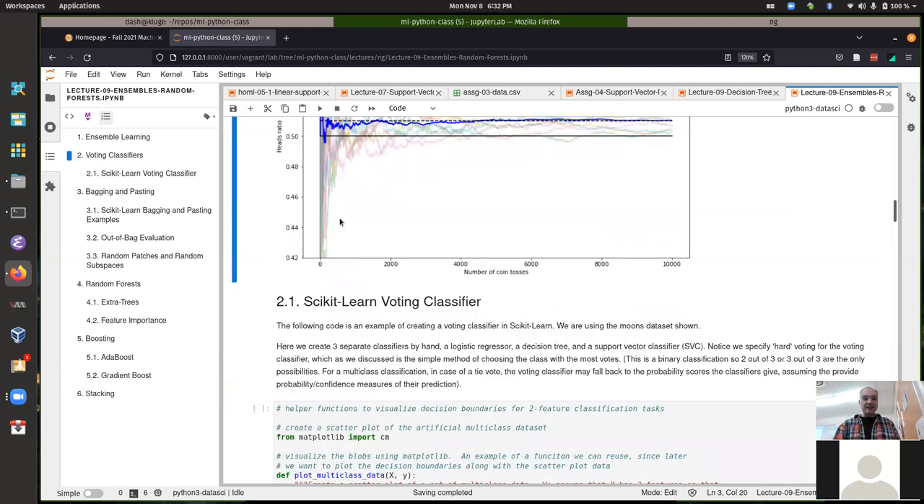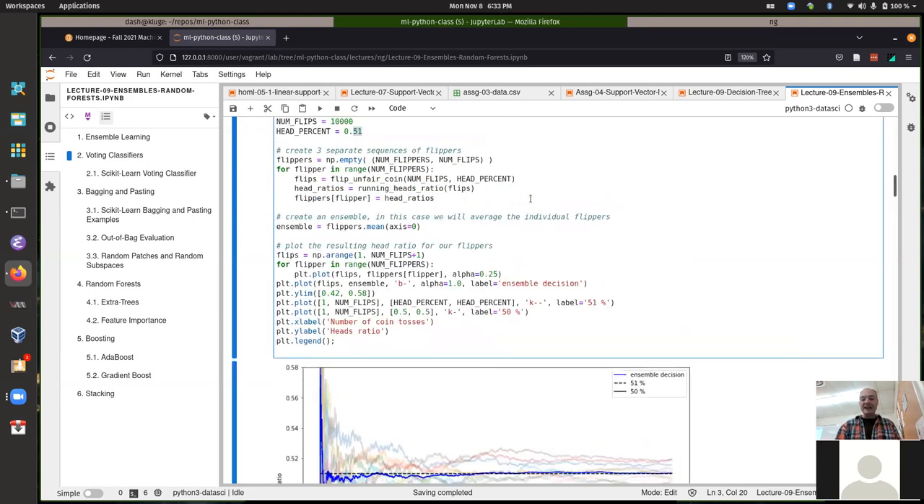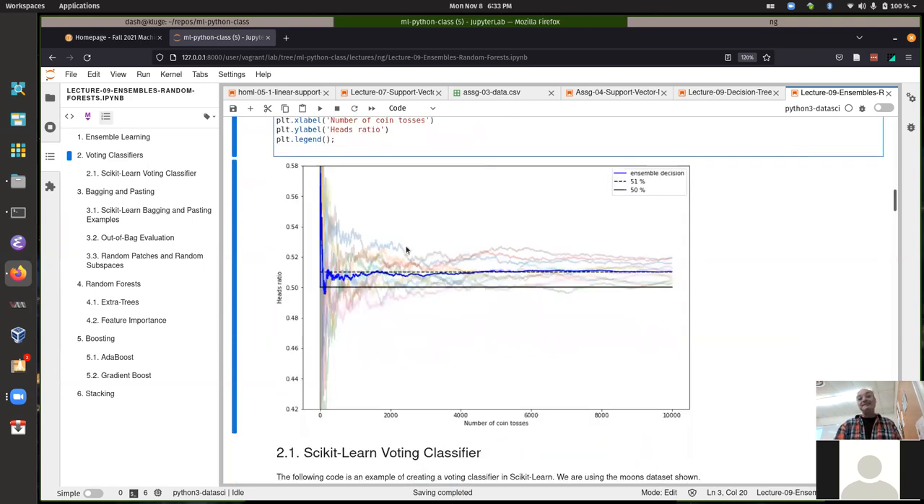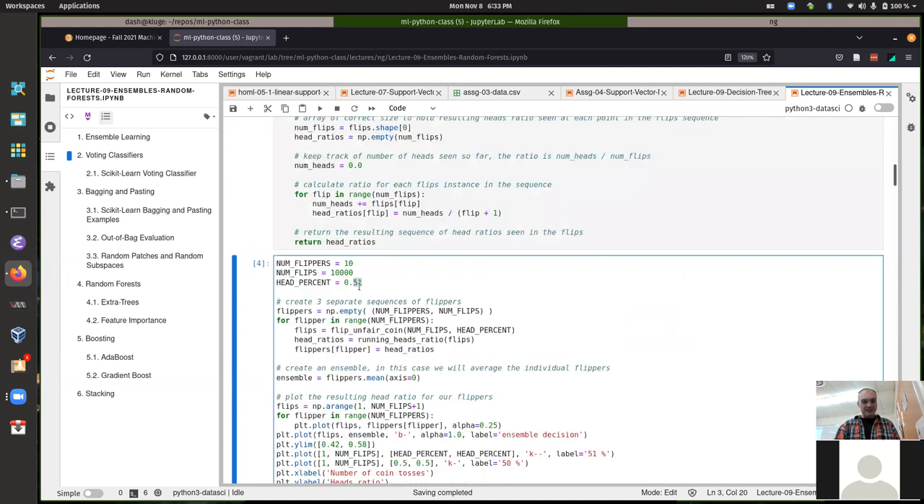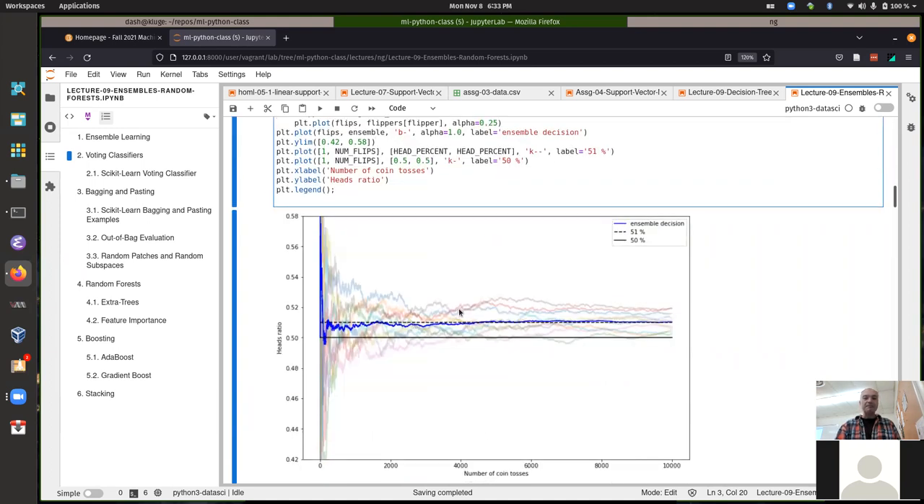All right, I don't know if that example helps too much or not, but that is getting at that idea. In this case, the flippers don't have a lot of variety. They're pretty homogeneous, but still, it's meant to illustrate this idea here.